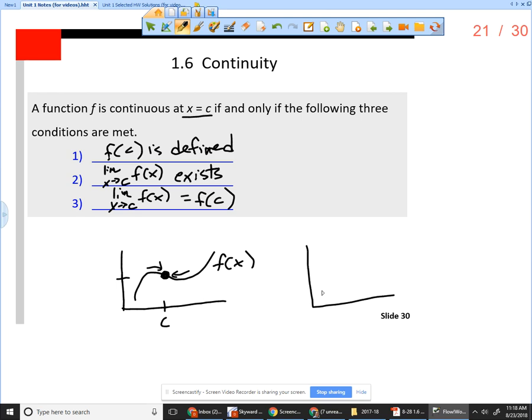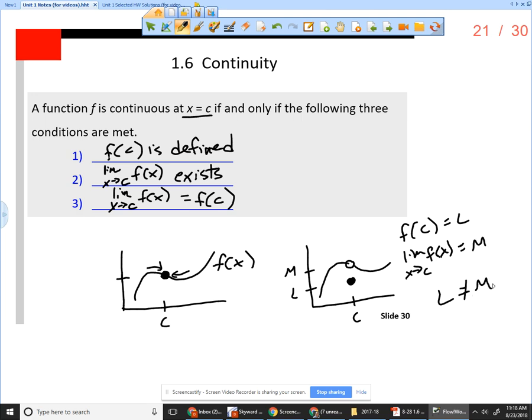Well, the easiest example to show is something like this. Let's say here's x equals c, and then let's say that there's a y value m here, and then another y value, let's call that L here. This is one that's very easy to see. The value of the function, f of c, is defined, but it happens to be L. And the limit as x approaches c is defined as well, but it happens to be m. Very clearly, L is not equal to m, and so this function is not continuous at x equals c, but it is continuous everywhere else.